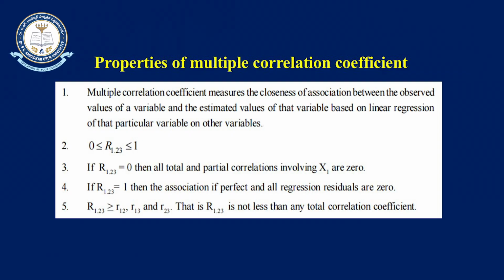What we can conclude is that all total and partial correlations involving x1 are 0. Another property: R1.23 equal to 1 means the association is perfect and all the regression residuals are 0, so there are no errors. And R1.23 is greater than or equal to R12, R13 and R23, so R1.23 is not less than any total correlation coefficient. These are the properties of multiple correlation coefficients.